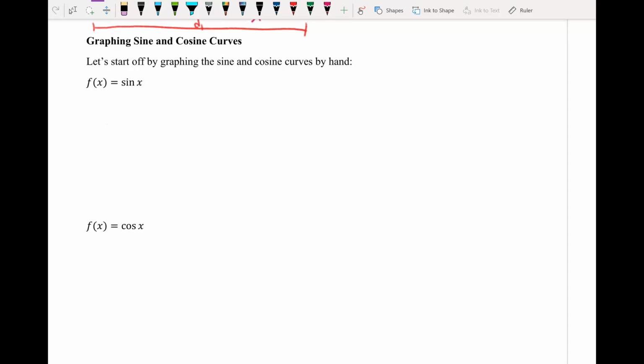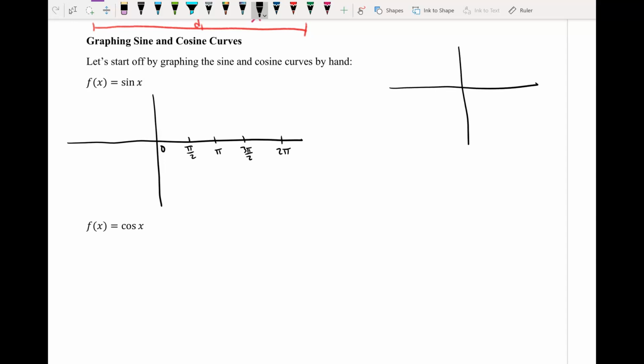Actually, let me write it like this. Typically what happens is that we like to write it as 0, pi over 2, pi, 3 pi over 2, 2 pi. So this is kind of coming from the unit circle. If you remember the unit circle, we're just basically looking at the quadrantal angles. So here's 0, here's pi over 2, here's pi, here's 3 pi over 2, and here's 2 pi. So we're mainly looking at these corner points.